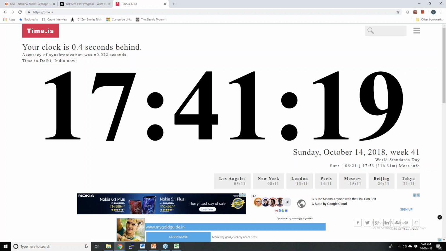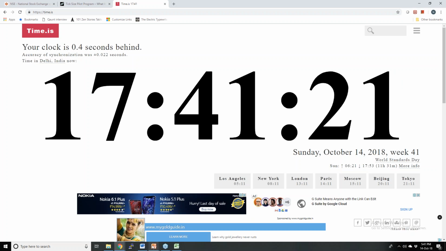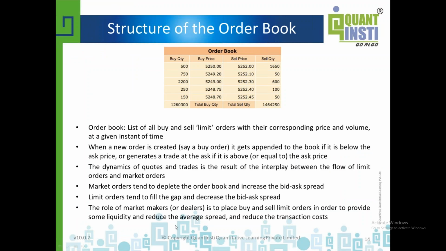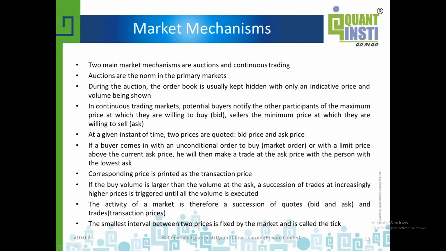Could I repeat what you said before on the tick size concept? I was just explaining the market mechanisms, the auctions and continuous trading. Auctions are frankly not important for us; mostly all the exchanges that we would trade would be continuous. You can read about the result of the study; we'll share the links and you can read it yourself.